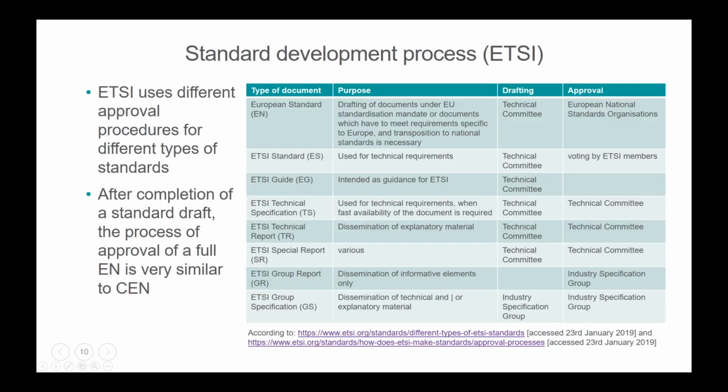The standard development process of ETSI has some similarities with CEN, but there are also differences. In this table, you can see the different types of documents that are published by ETSI, and the different documents are for different purposes. And of course, the approval procedure is different for different types of documents. The approval process of a European standard EN has some similarities with CEN.